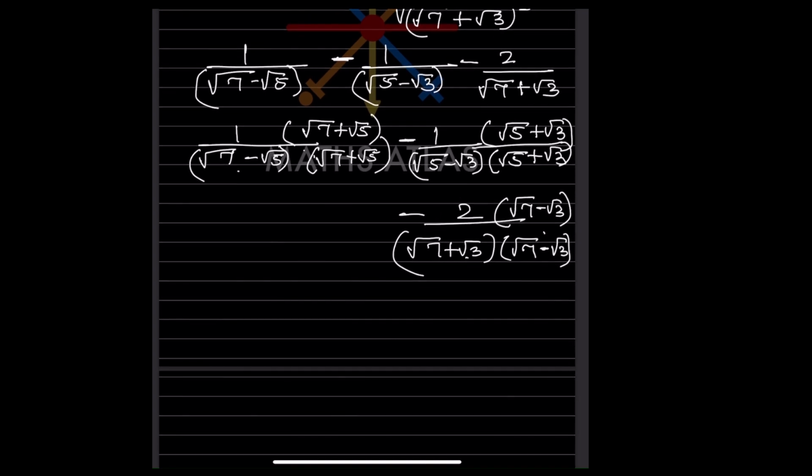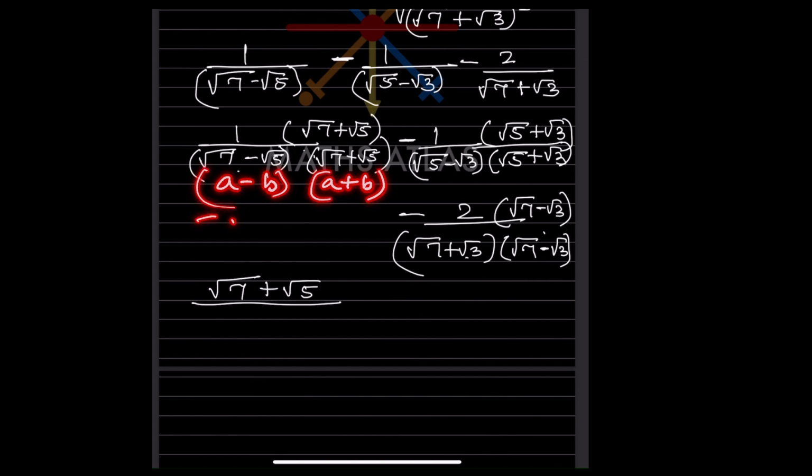So now what will we do here? The numerator will be as it is, root of 5, because 1 into this is going to be the same. But the denominator, can you see here? This is a minus b and this is a plus b. So what do you have for that one? A minus b into a plus b means that is going to be a square minus b square.